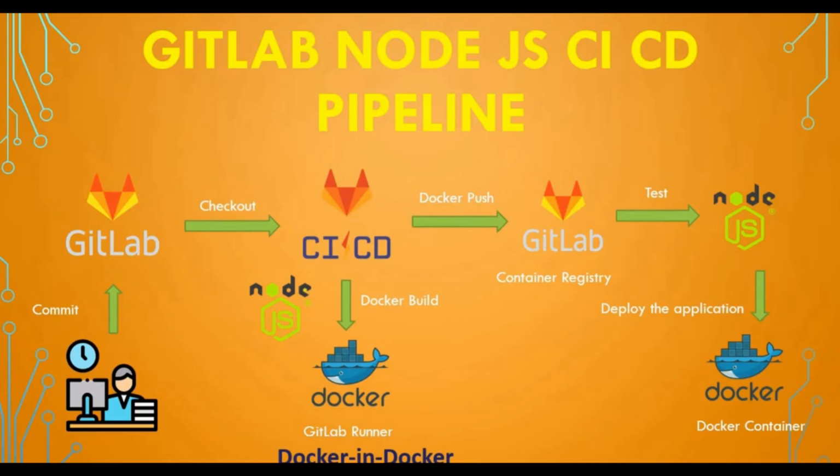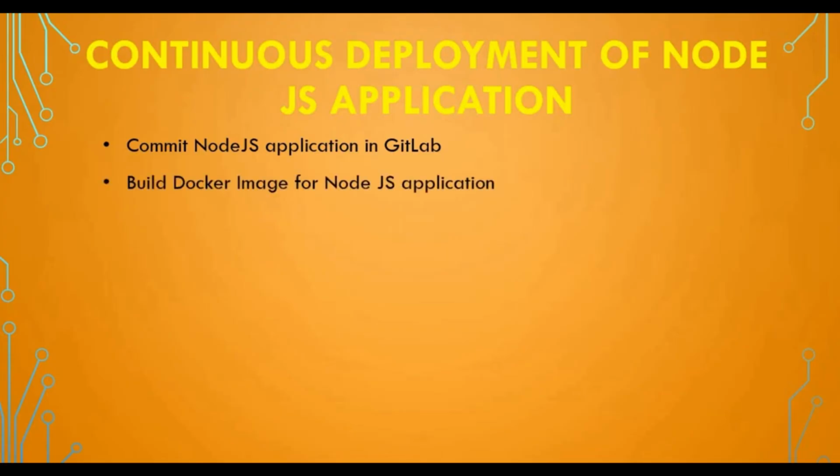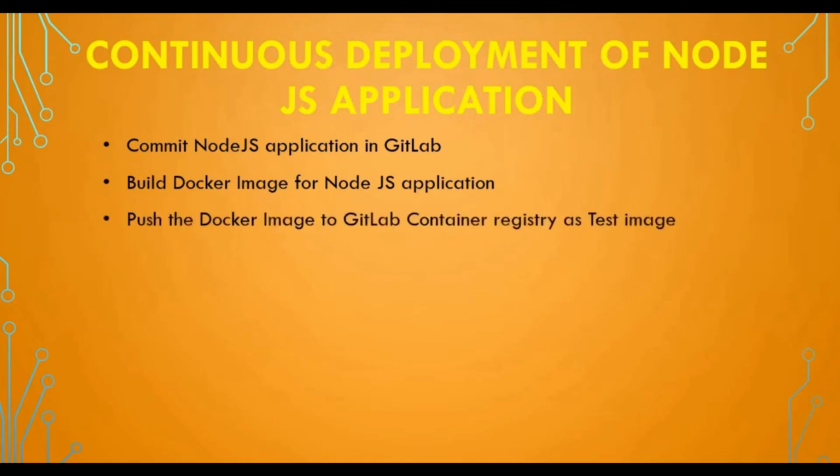We will see all those things. Let's discuss a little bit more about each individual step which we'll be doing as part of our continuous deployment of our Node.js application. As I said, first we will have a Node.js application in our GitLab repository, so we will commit that. I already have it, so I will show you, and you can make use of your own application for that. We will build the Docker image for your Node.js application, and once we build it, we will push the Docker image to your GitLab container registry.